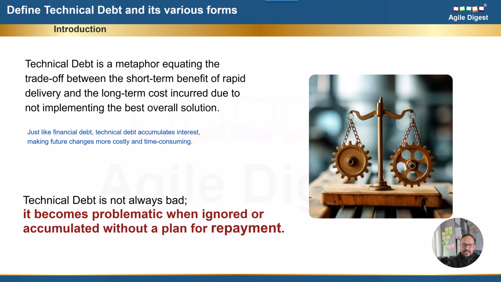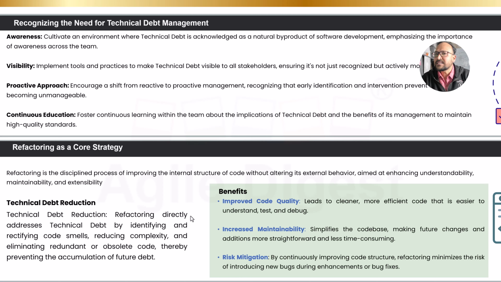So if I look into refactoring, what is refactoring and how does it help our technical debt reduction? Refactoring is a disciplined process of improving the internal structure of code without altering the external behavior, aimed at enhancing understanding, maintainability and extensibility. So refactoring is one of the best practices when you are working in Agile. I'm not going into a very deep dive into refactoring in this video. Maybe I will be creating something later on.